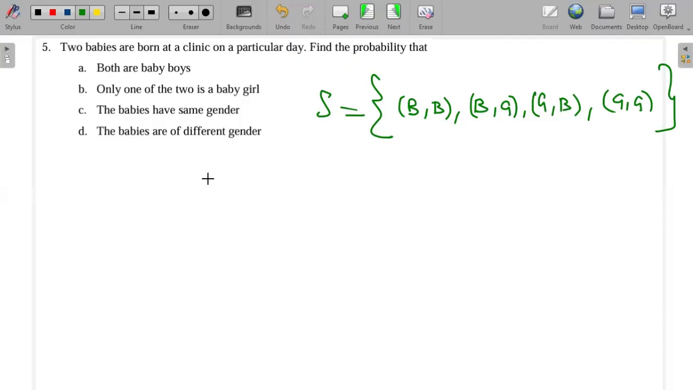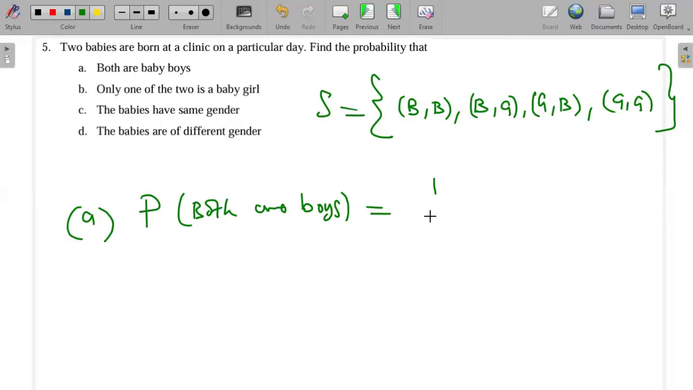So now if I go back to A, the probability that both are boys, the probability that both these babies are boys will just be what? What is the number of favorable outcomes that I can see here? How many BBs can I see here? I can only see one. And then divided by the total number of outcomes in this sample space, which are 1, 2, 3, 4. So this is just going to be 1/4. And that will be our answer there. So the probability that both babies are boys is just 1/4.